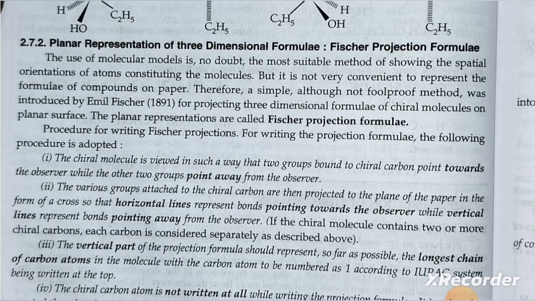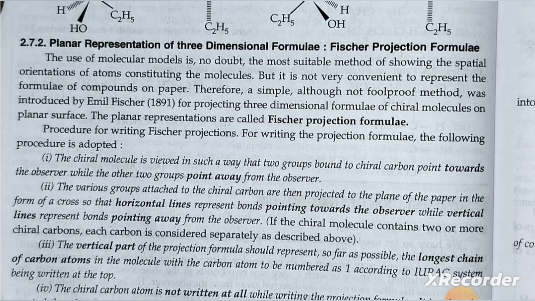Procedure for writing Fischer projection. For writing the projection formula, the following procedure is adopted. First, the chiral molecule is viewed in such a way that two groups bound to the chiral carbon point towards the observer while the other two groups point away from the observer. Second, the various groups attached to the chiral carbon are then projected onto the plane of paper in the form of a cross, so that horizontal lines represent bonds pointing towards the observer while the vertical lines represent bonds pointing away from the observer. If the chiral molecule contains two or more carbons, each carbon is considered separately as described above.